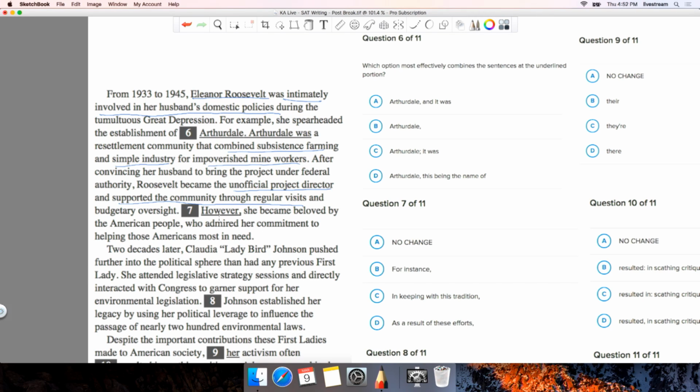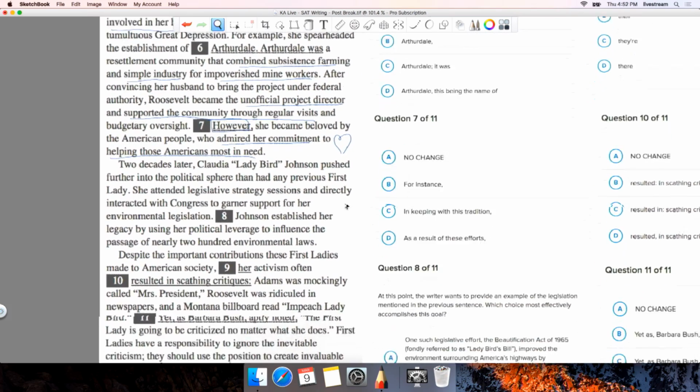However, that's a funny word to use there. She became beloved by the American people who admired her commitment to helping those in need. So this time we're talking about Mrs. Roosevelt here and the positive impact she had on policies in the Great Depression. And she was quite well loved by the American people, so I'll draw a heart. Okay, let's keep going here.